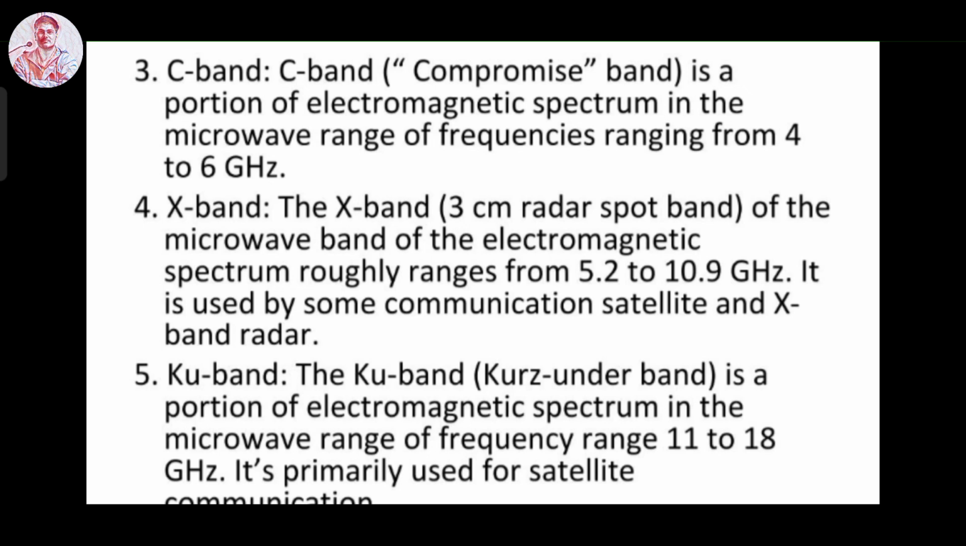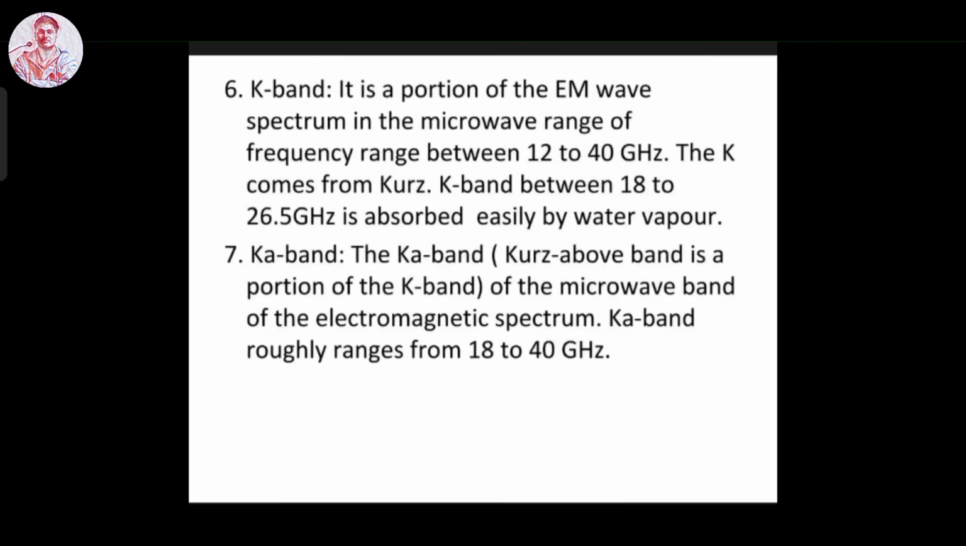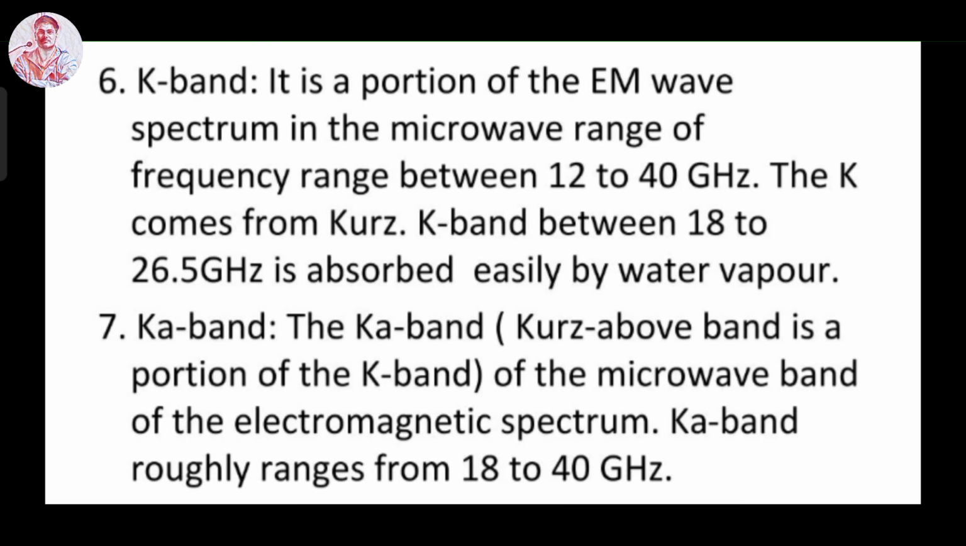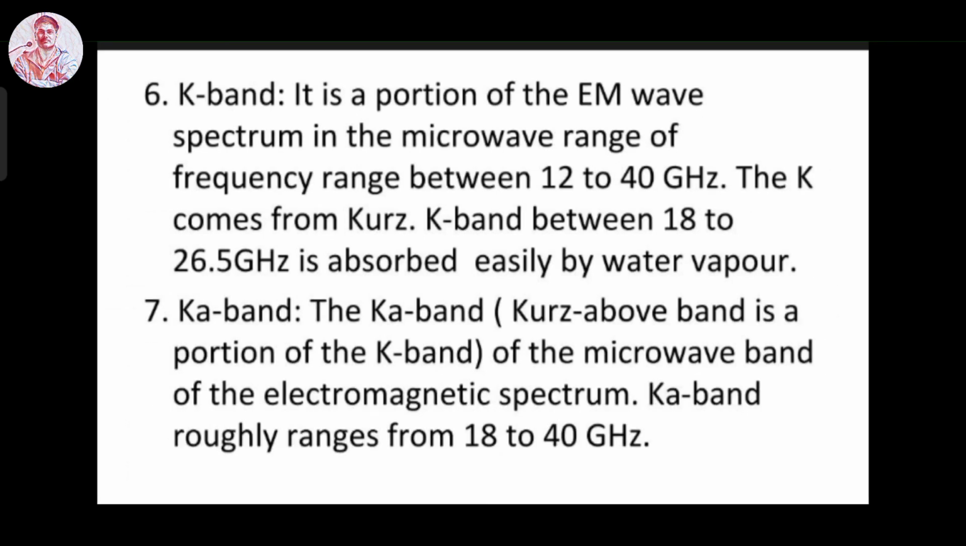Fifth is the Ku band. The Ku band, or Kurz-under band, is a portion of the electromagnetic spectrum ranging from 11 to 18 GHz. It is primarily used in satellite communication. Sixth is the K band. It is a portion of the electromagnetic spectrum ranging between 12 to 14 GHz. The K band comes from the Kurz band, which lies between 18 to 26.5 GHz, which is absorbed easily by water vapor. Ka band. The Ka band, or Kurz-above band, is a portion of the K band which lies between 18 to 40 GHz.